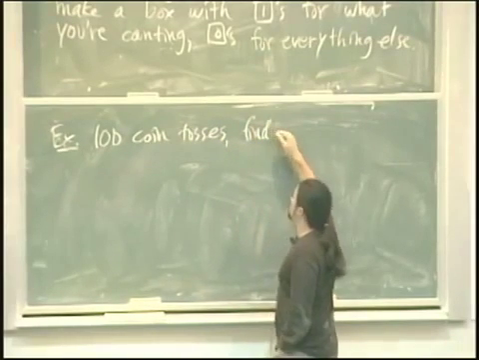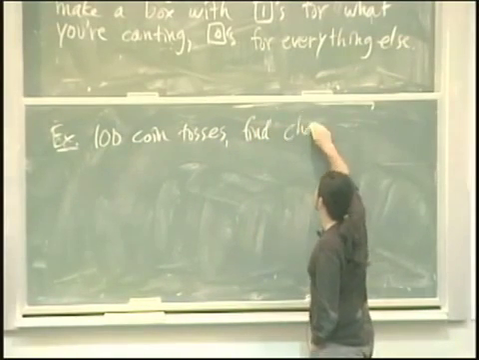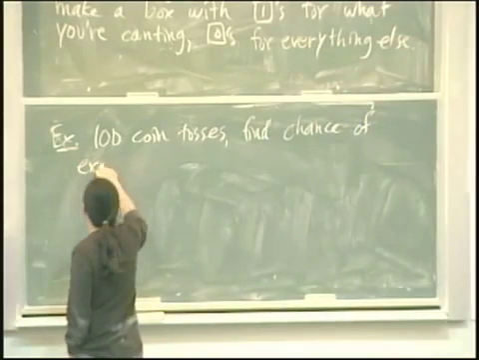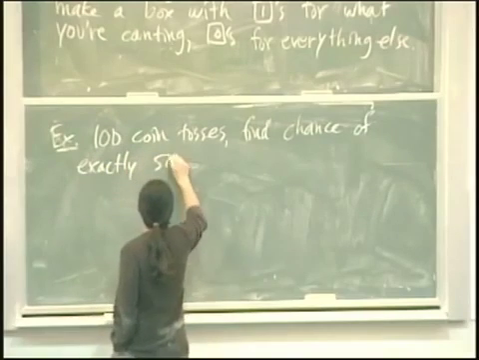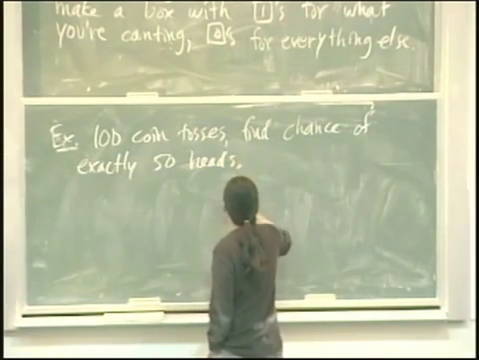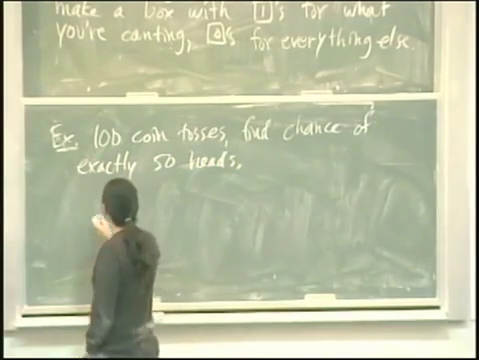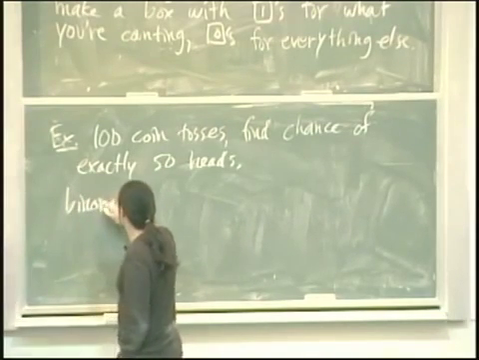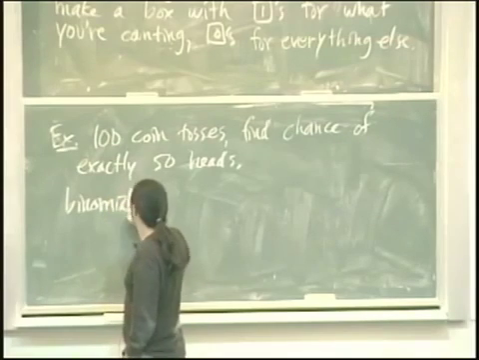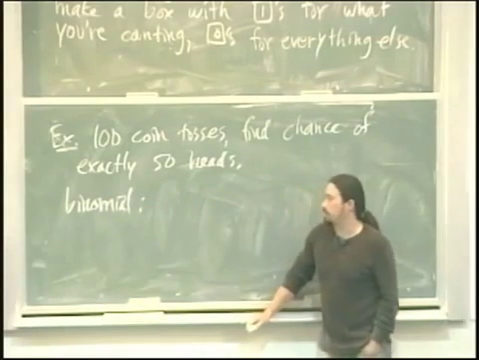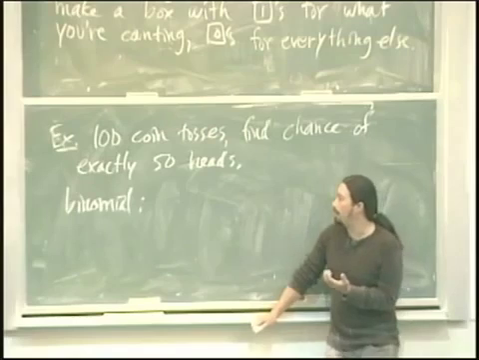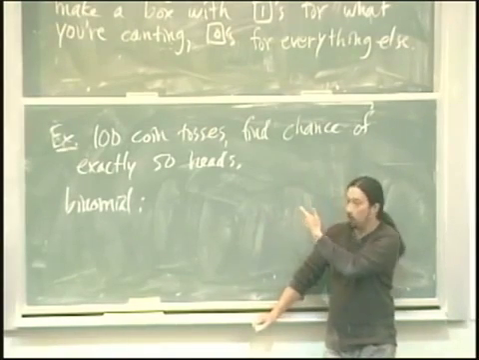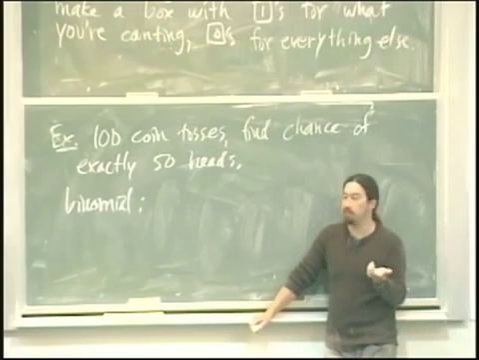So I'm going to do 100 coin tosses again. I want to find the chance of getting exactly 50 heads. First I'll do it the binomial way. So remember, the binomial tells us if we have independent trials, like the coin tosses are trials, each with the same probability of success.